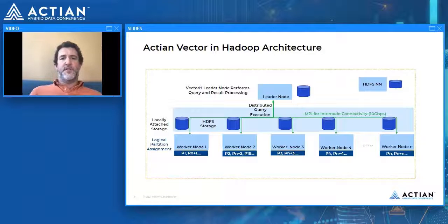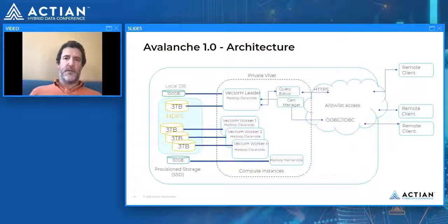This architecture suits itself quite well for moving into the cloud, which is how we came up with the architecture for Avalanche 1.0, which we see an overview of here. In this setup, the individual nodes in the cluster are represented by virtual machines or cloud compute instances. Each of those instances has its own attached storage in the form of provisioned SSDs from the cloud provider.